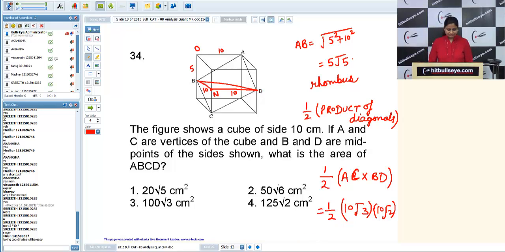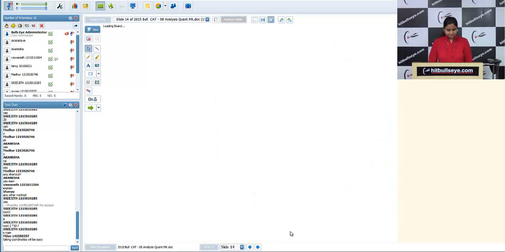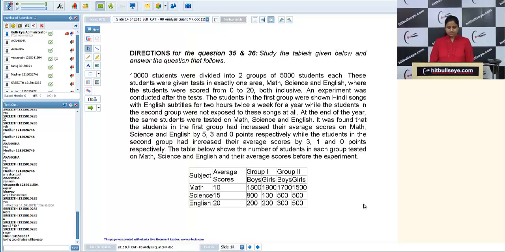Yes, is there still any problem in this? I'm moving further. Yeah, question number 35, 36. Actually, they were easy but very calculative. We were using the normal definition of average in these questions. Any problem in question number 35 and 36?